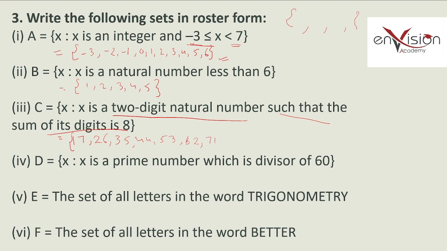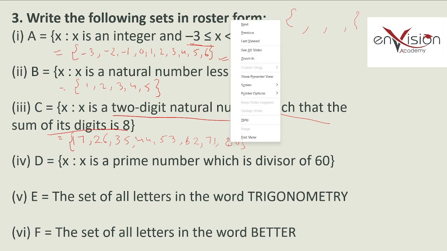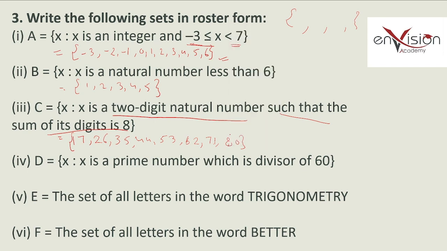71, 82. Yeah, we can write 80 also, because we have to write down the 2-digit number. So we can't write 08, but we can write 80. 2-digit number, natural numbers, such that the sum of its digits is 8. Clear? These single digits may or may not be natural, but this complete number should be a natural number.